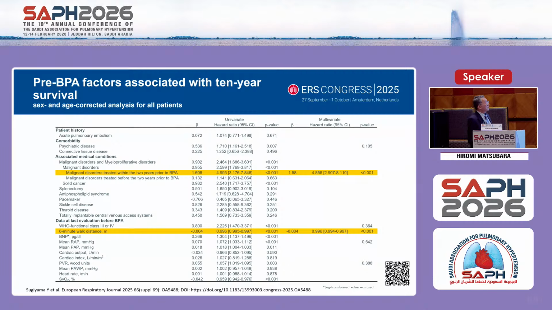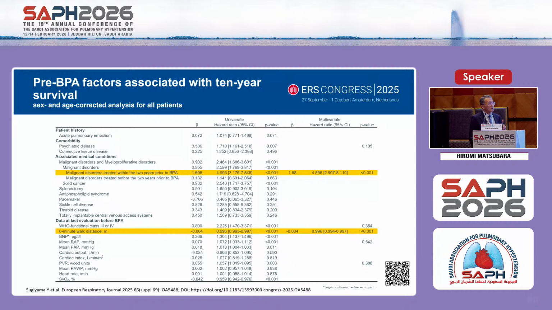And from the baseline data, only two factors could predict the outcome. One is a history of malignant disorders treated within the 2 years prior to BPA. An older history does not influence the outcome, only within 2 years. And the baseline 6-minute walk distance could also be a determinant of the outcome of BPA.